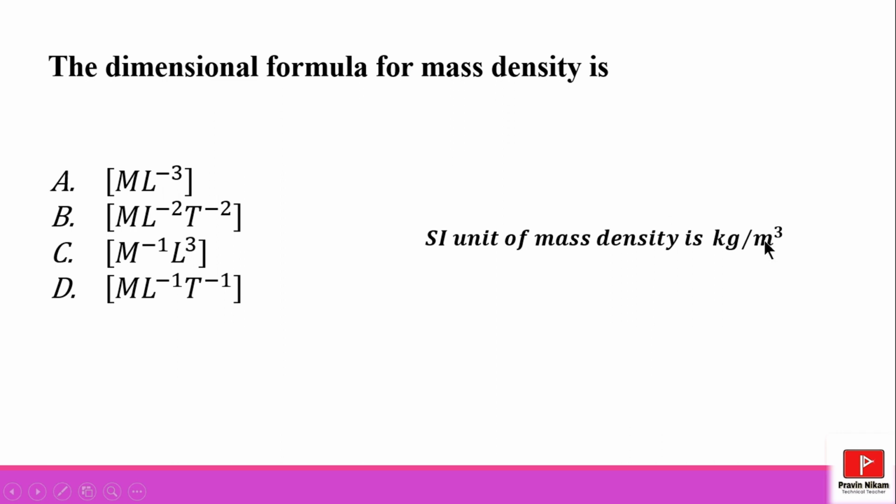Then meter cube, which is at the denominator. If you take this meter cube to the numerator, then it becomes M raised to minus 3. So M means length, so L raised to minus 3. So M raised to 1, L raised to minus 3, and here there is no second, so T raised to 0. So the dimensional formula is M L raised to minus 3. The correct option is A.